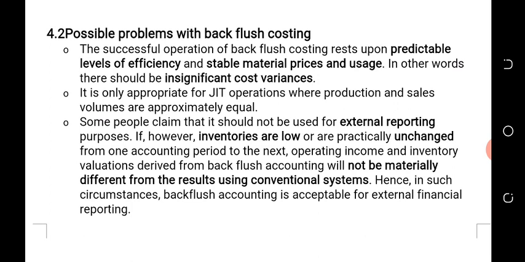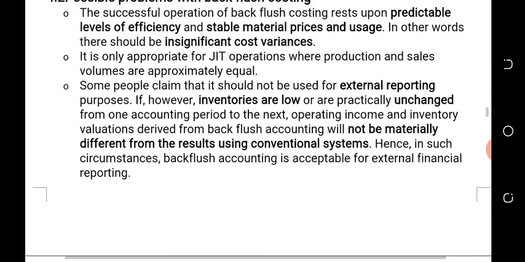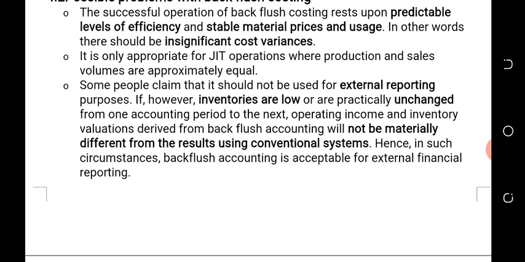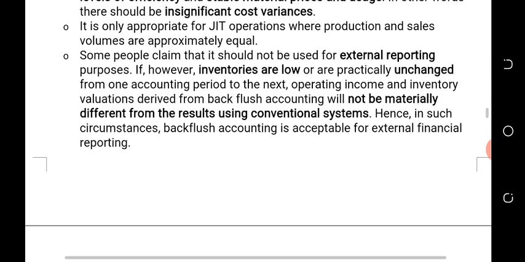Two, it is only appropriate for just-in-time operations where production and sales volumes are approximately equal. Remember that Backflush accounting is very appropriate for just in time. Backflush accounting is not used for other production techniques apart from just in time, because in just in time, what you produce is what you sell. So no closing inventory or closing goods.